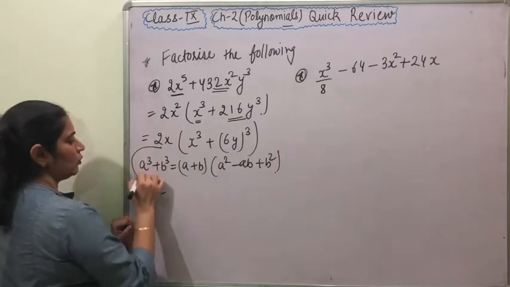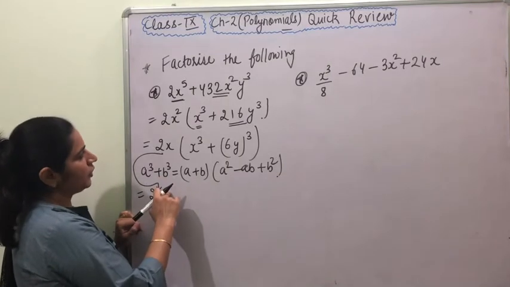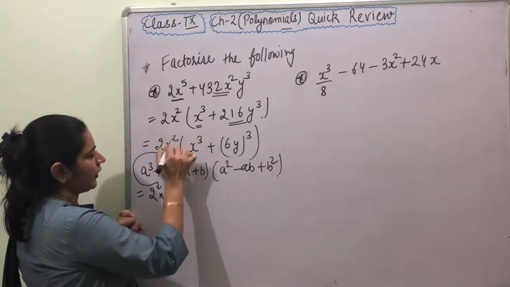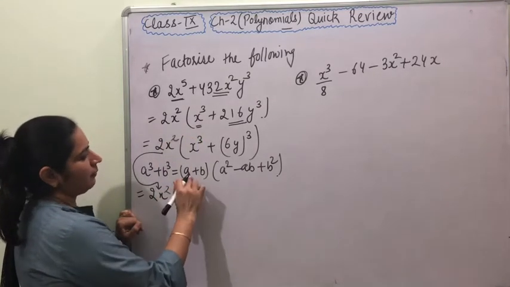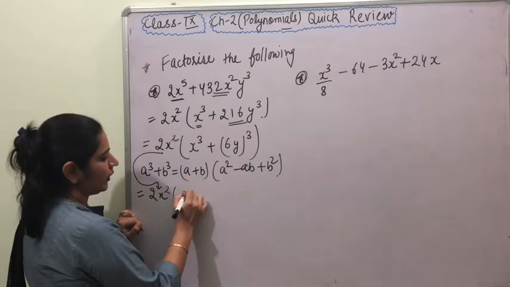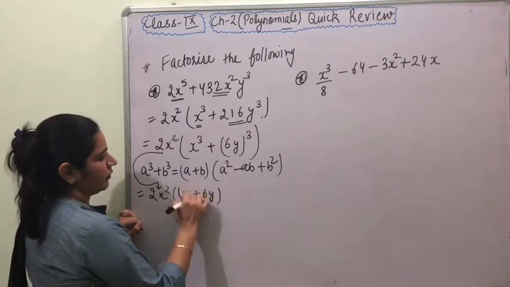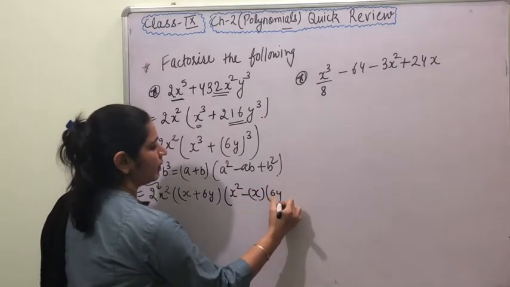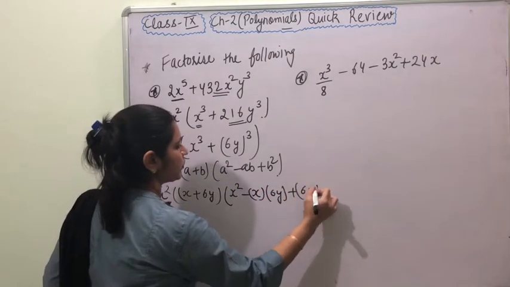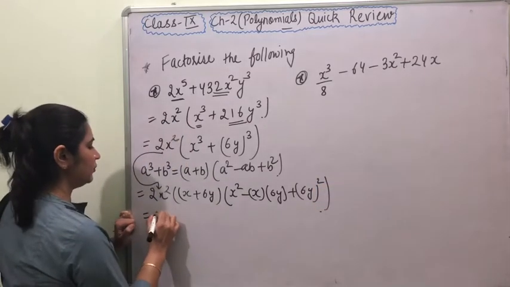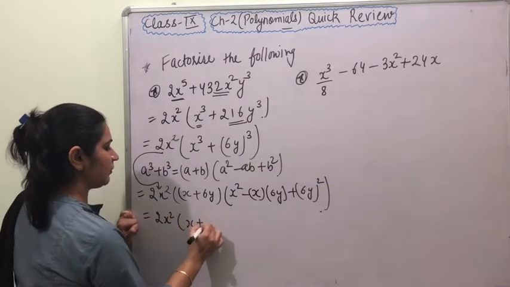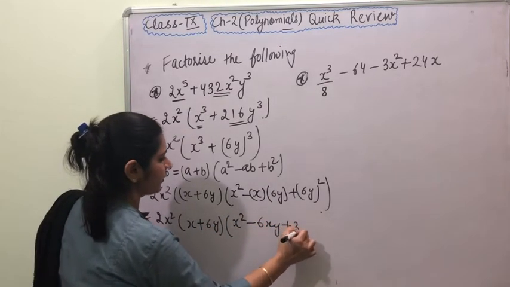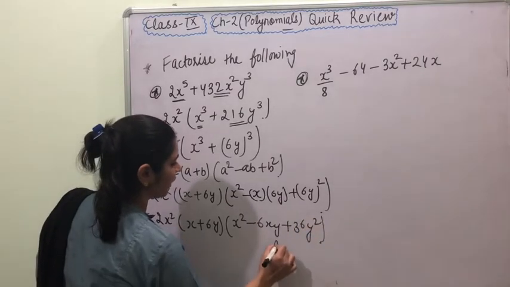Write down first term, this 2x square as it is. This is actually x square. By mistake here I have written x, this is actually x square. A plus b means x plus 6y and a square x square minus x into 6y plus 6y whole square, which is equal to 2x square into x plus 6y, x square minus 6xy plus 36y square is the final answer.